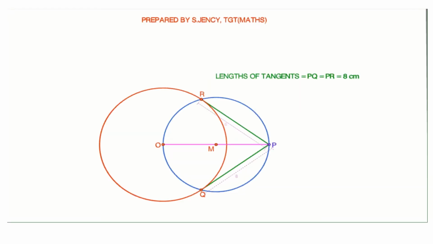Hello everyone, here this is our exercise 11.2 first question. Draw a circle of radius 6 cm from a point 10 cm away from its center. Construct the pair of tangents to the circle and measure their lengths. See, we are going to draw a circle of 6 cm radius from a point 10 cm away from its center. From that point only we are going to draw the tangents, right? So now we will see how to draw.